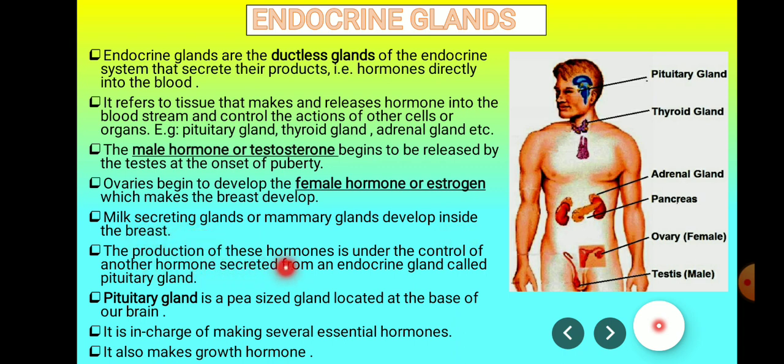The production of these hormones is under the control of another hormone secreted from an endocrine gland called the pituitary gland. The pituitary gland is a pea-sized gland located at the base of our brain, and it is in charge of making several essential hormones. It also makes the growth hormones, and it is also called the master gland.